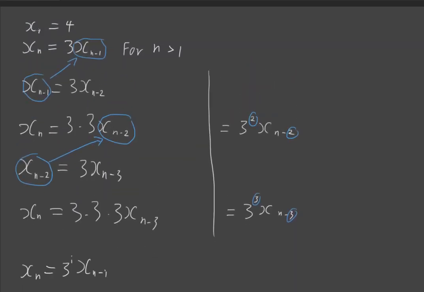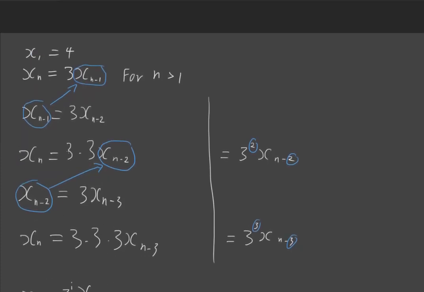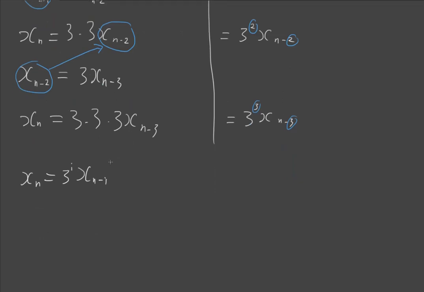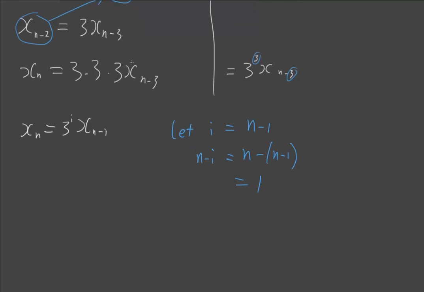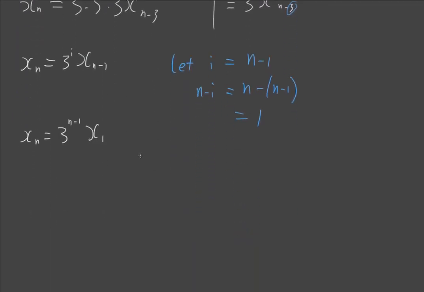So again, we want to make i something that lets x of n minus i equal 1, and we're going to do the exact same thing for the same reason. We're going to let i equal n minus 1, so that n minus i is going to equal 1, which is what we want. So substituting that back in, we've got x of n is equal to 3 to the power of n minus 1 times x of 1. And we know that x of 1 is 4. So we have our final result: x of n is equal to 4 times 3 to the power of n minus 1. And that's as far as we can simplify this.